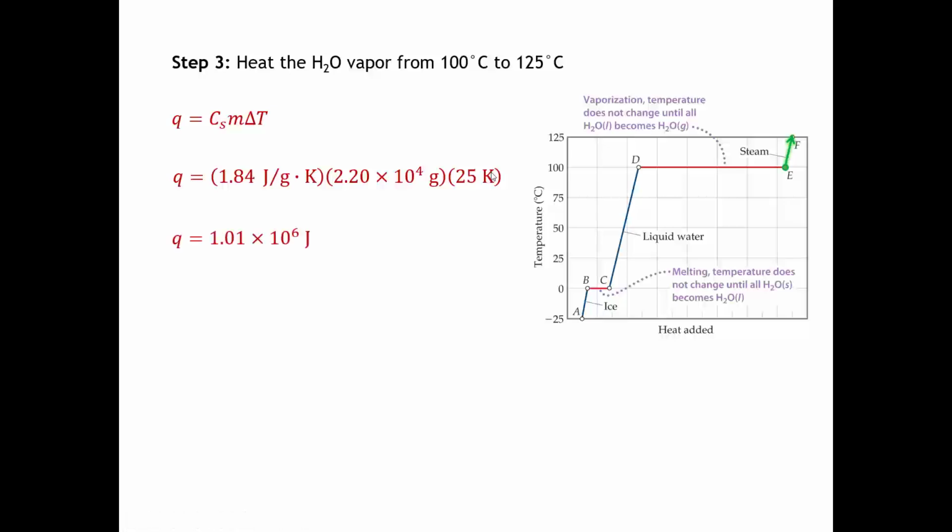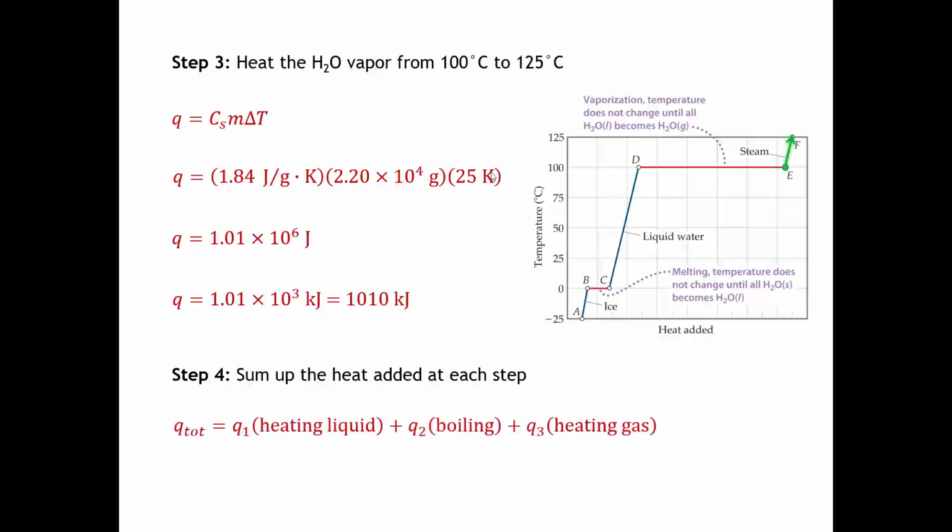So when we do the multiplication, we get basically 1 million joules, 1.01 times 10 to the 6 joules, or 1,010 kilojoules. So finally, if we want to calculate the total amount of heat added on this journey, we just have to sum up the amount of heat added at each step. And so that's going to be 6,900 plus 49,700 plus 1,010, and we're going to get 57,600 kilojoules of heat would have to be added to transform this amount of water into steam at 125 degrees C.